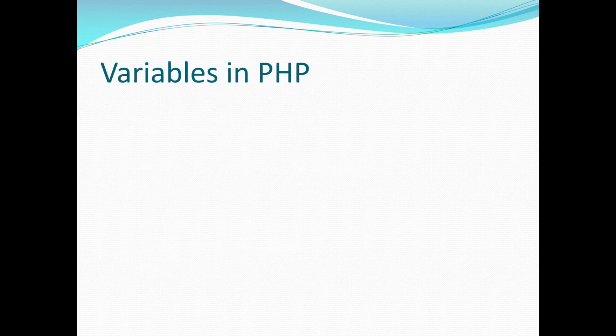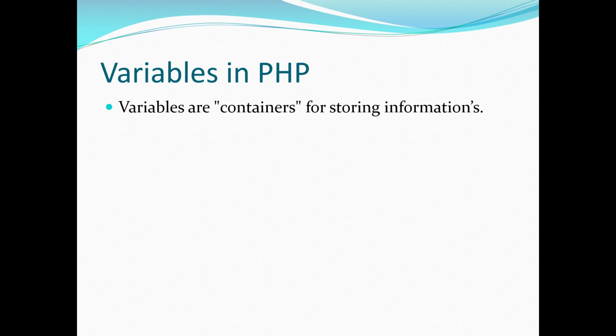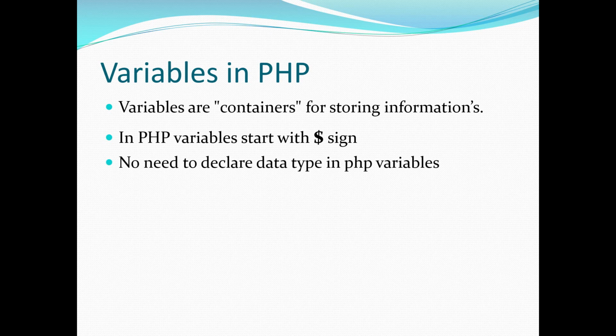So what are variables in PHP? Variables are containers for storing information. In PHP, a variable always starts with a $ sign. No need to declare the data type in PHP variables. Before PHP 7, we could not declare the data type of a PHP variable, for example, this variable is integer and this variable is string and so on.